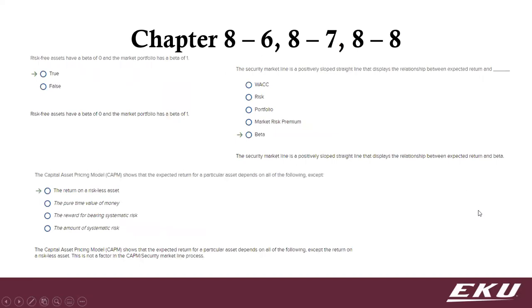This is another one where it's just some quick wins, so I just put them on the same slide. Risk-free assets have a beta of 0. Market portfolio has a beta of 1. That's like a definition, that's how we construct that. So the security market line is a positively sloped straight line that displays a relationship between expected return and beta. And the capital asset pricing model shows the expected return of a particular asset depends on all the following: the pure time value of money, the reward for bearing risk, and then the amount of risk.